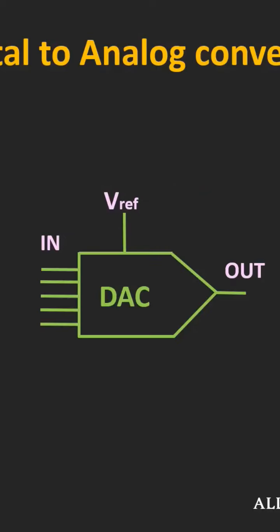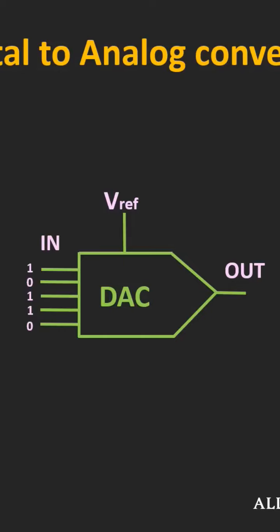But before we do that, let us briefly discuss the DAC, as in the previous video we have mostly discussed the ADC. So this DAC converts the digital input into the analog output. Here the digital bits are applied as an input, and at the output, according to the applied digital bits, we will get the analog output.